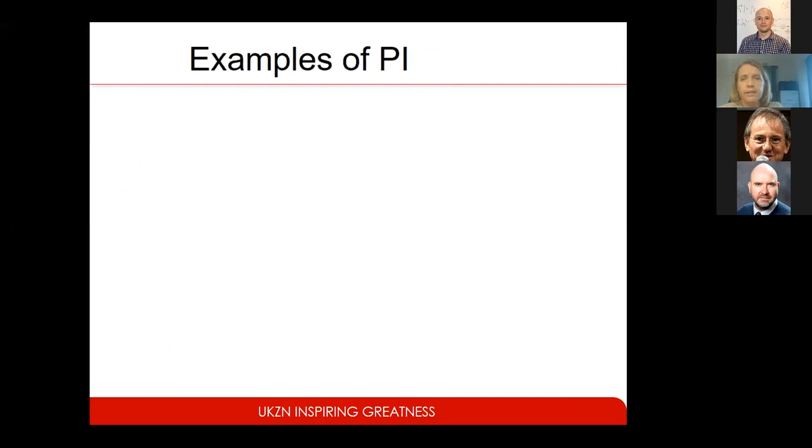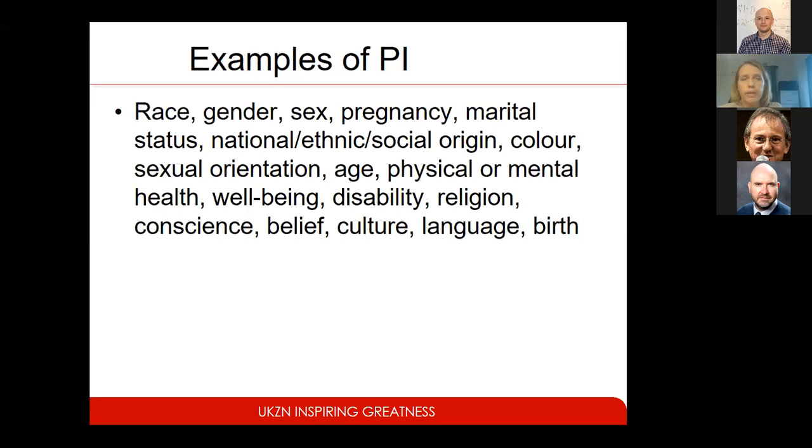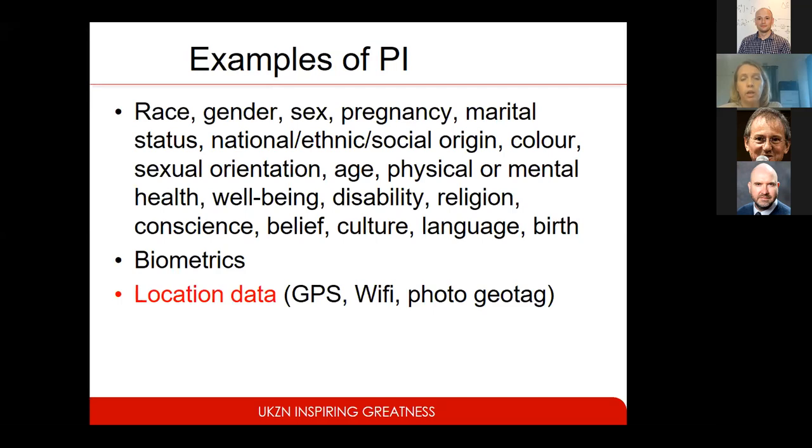So the Act lists a number of examples, but it is not a closed list. We see race, sexual orientation, health, conscience, and belief, for example, but also biometrics, so DNA, fingerprints, retinal scanning, voice printing, and location data, which of course is becoming increasingly important and, as we know, can be tracked through a number of ways.